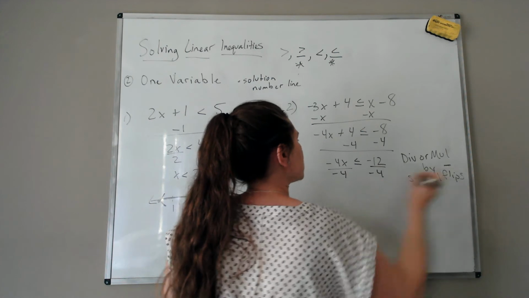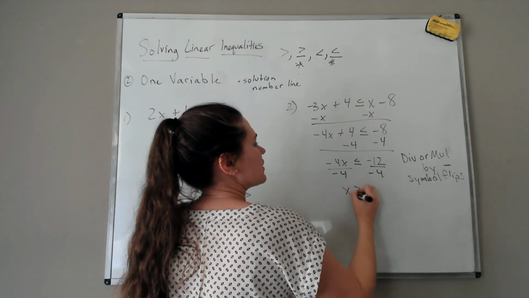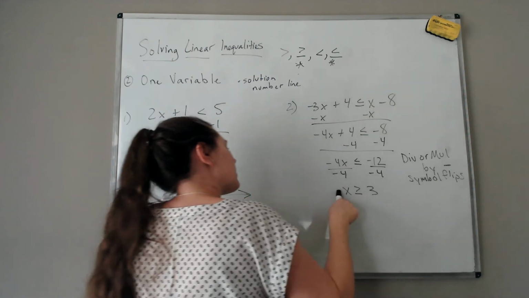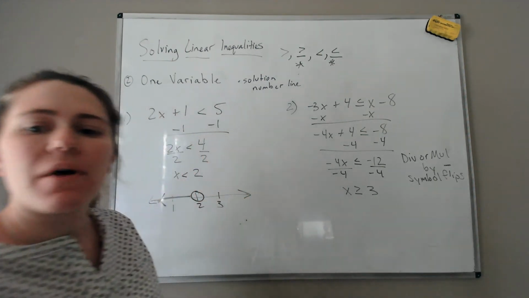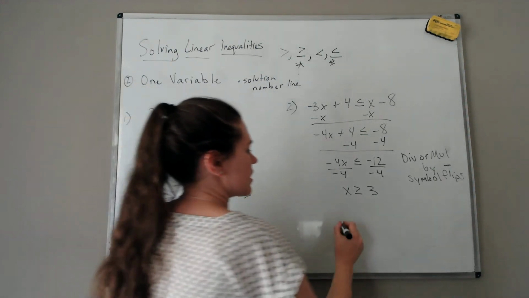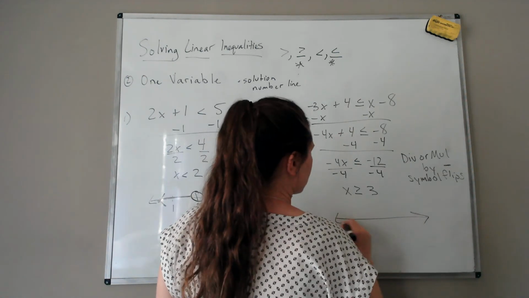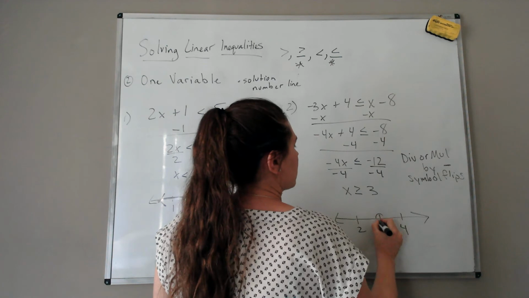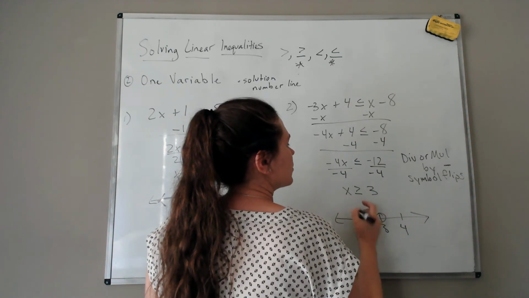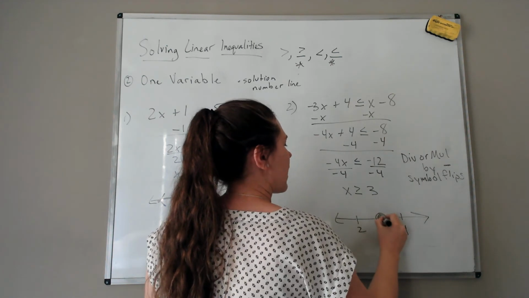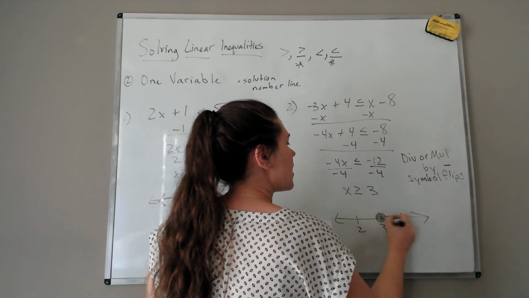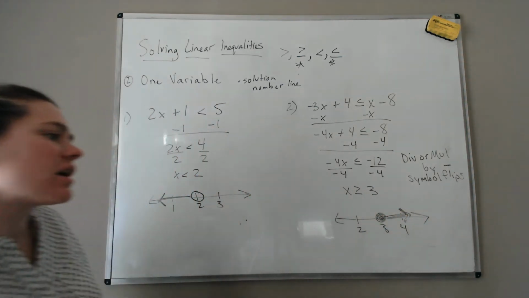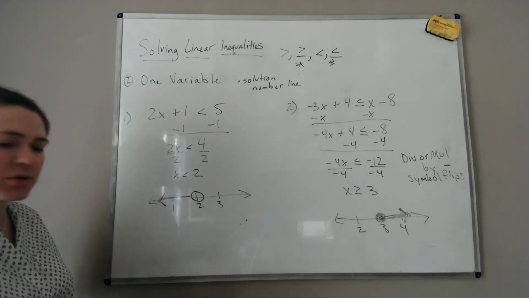The inequality symbol flips. So this is now x is greater than or equal to negative 12 divided by negative 4, which is 3. So that is our solution. It's now x is greater than or equal to 3. So on a number line, our solution is allowed to be 3. So on a number line, we shade in 3 and then go to the right. Anything to the right of 3 is a solution.